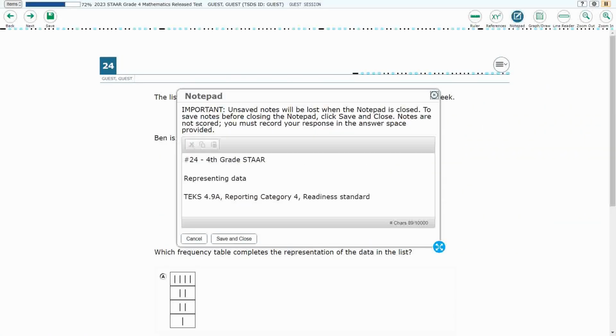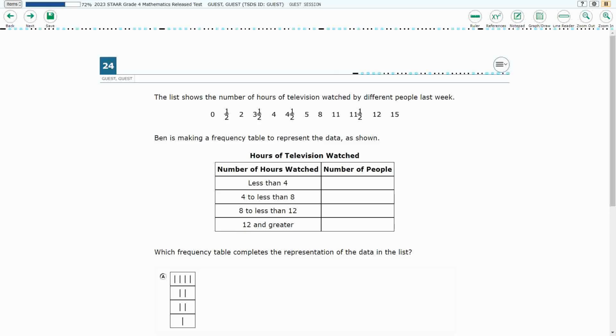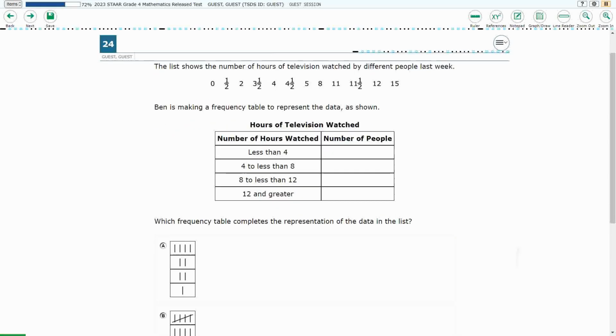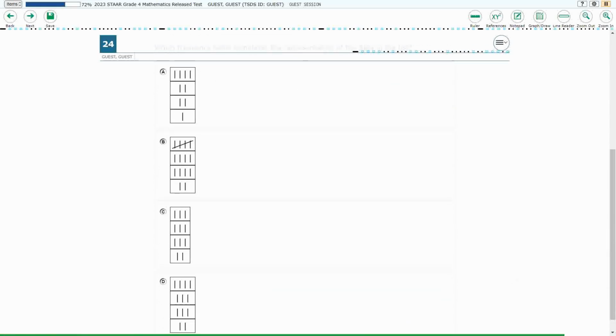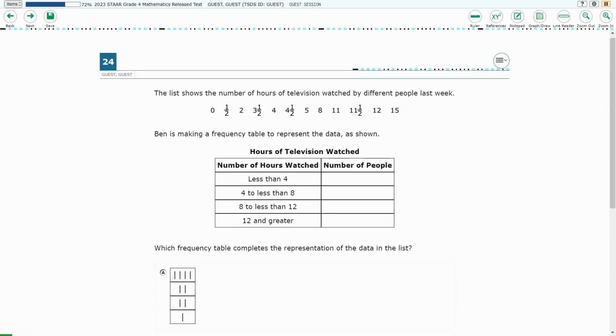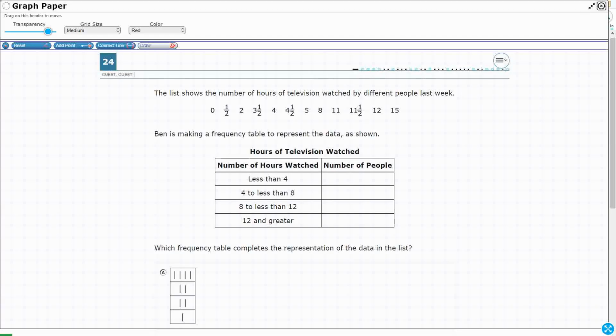So for number 24, we are representing data. This is a readiness standard, TEKS 4.9a in reporting category 4. So we've got a list of the number of hours television is watched by different people, and you see we've got these numbers from 0 up to 15, and they're in order from least to greatest. We need to make a frequency table, and all we're missing is the number of tally marks. Seems pretty straightforward, but there is obviously a little bit of a catch.